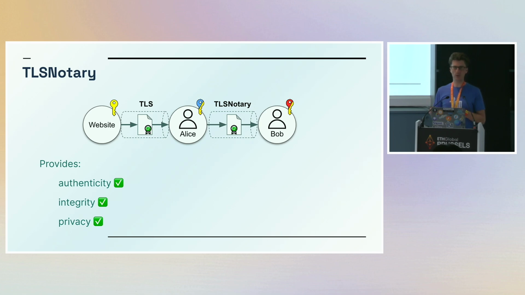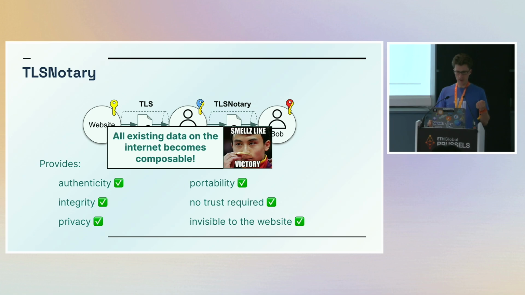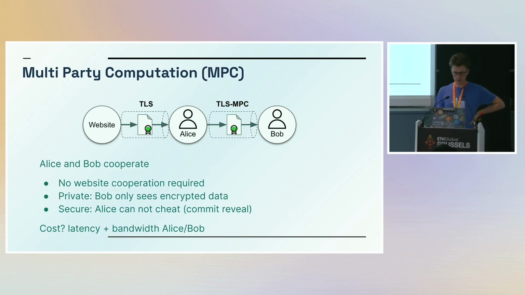We have a solution where Alice and Bob can do the TLS transaction together. It has all the properties of TLS, but in addition, it makes sure that Alice can pass on her data to Bob securely. Bob does not have to trust that Alice doesn't cheat. He can check it. And also, it does not need any changes to the original website. So this kind of unlocks all existing data on the internet, and your app can compose different sources and implement new applications that way.